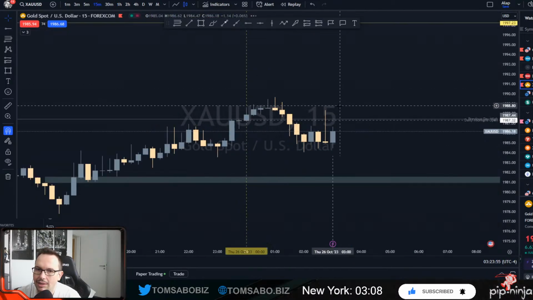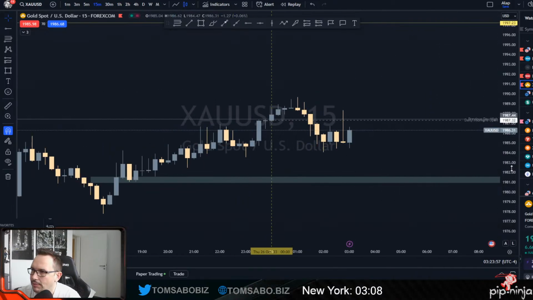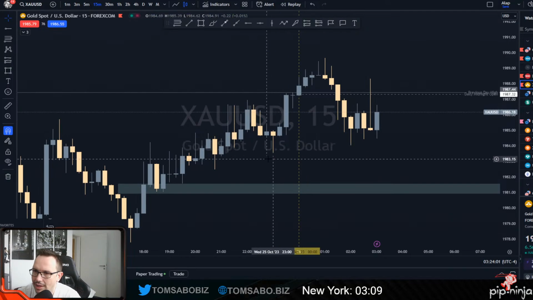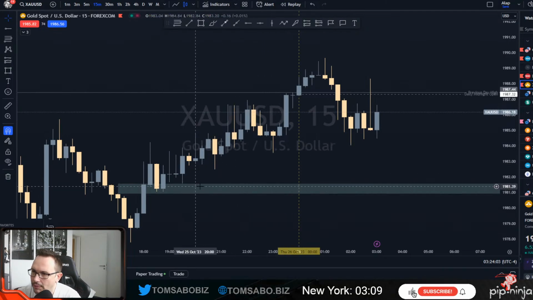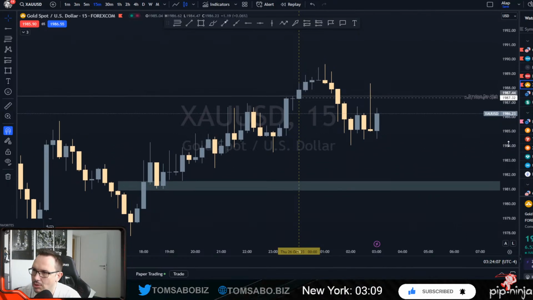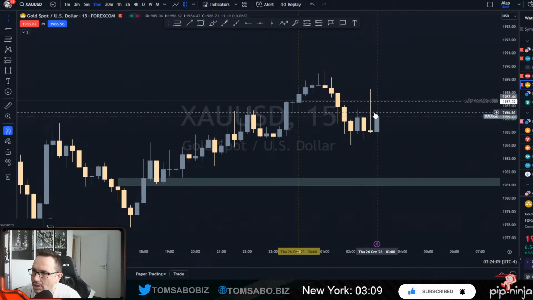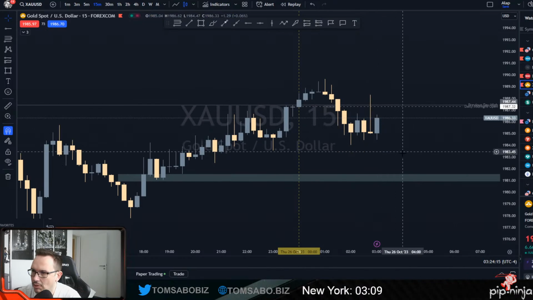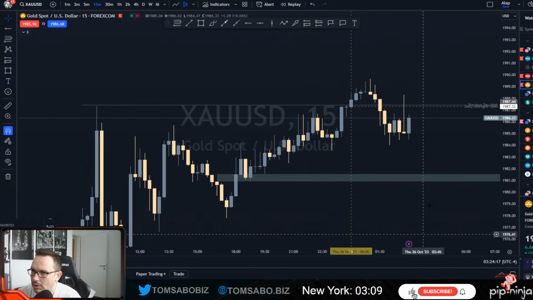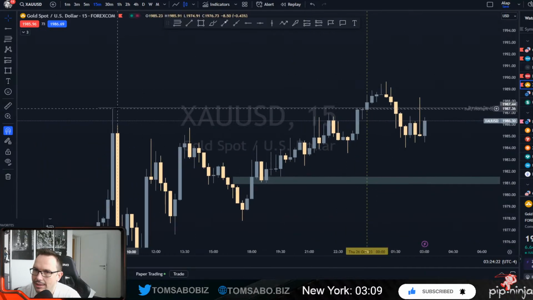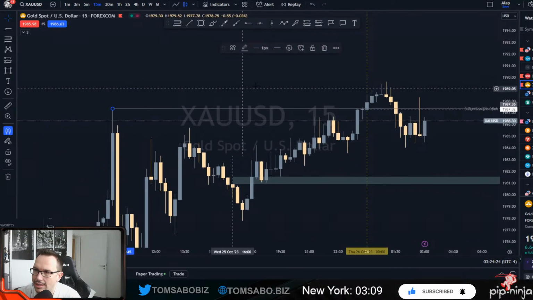But if we go down to the 15-minute chart, what do we see? Nothing. The first major level is down there at 1981. So right now we are at the consequent encroachment of this 15-minute candle, which could mean anything. It could be a reversal to go lower. I don't know that. But it has taken yesterday's high.